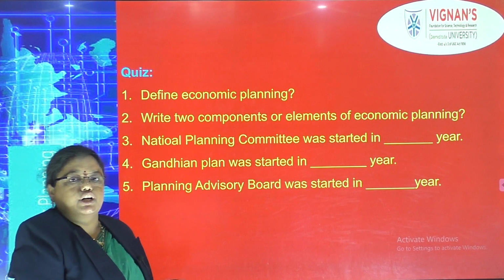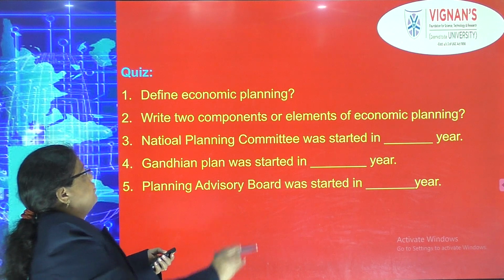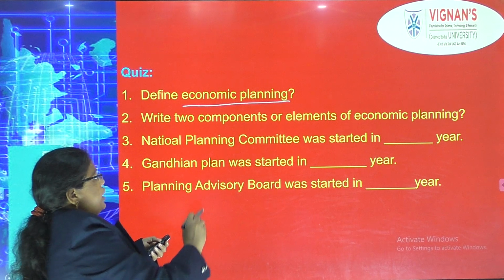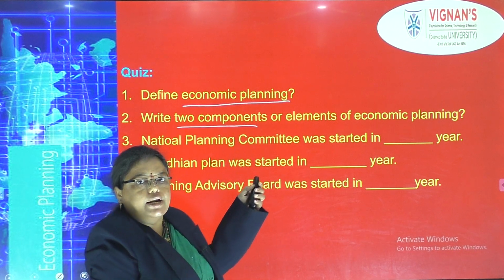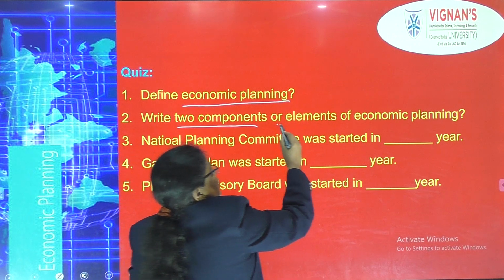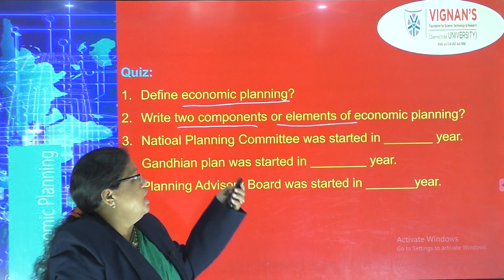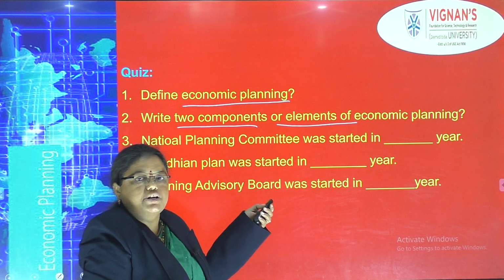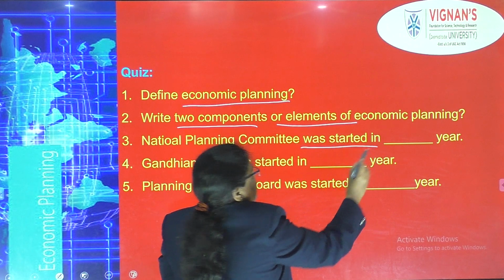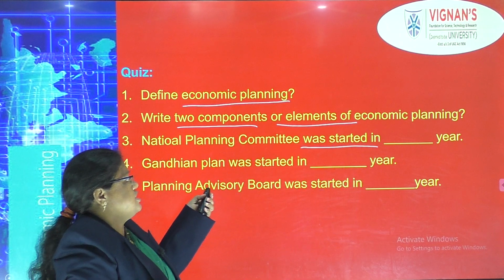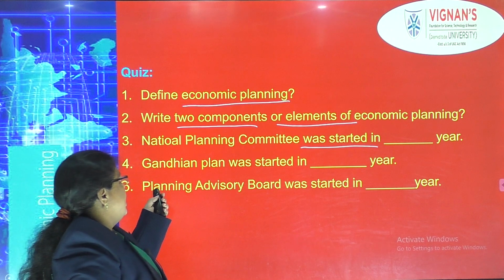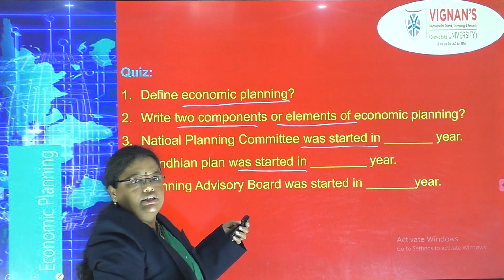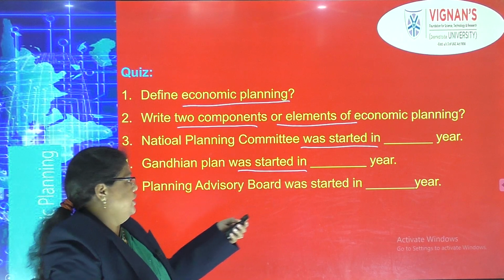After watching this video, try to solve this quiz also. Define economic planning. Write 2 components or elements of economic planning. National Planning Committee was started in which year? Gandhian Plan was started in which year?